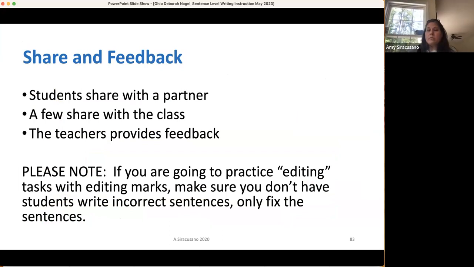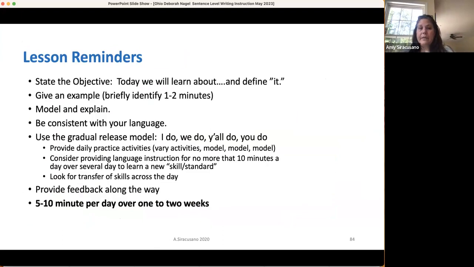We always make sure that we provide feedback with a partner that we share with the class, and that if we're going to be doing editing tasks, make sure that educators do not ask kids to rewrite incorrect sentences. I've seen this done. We only want kids to correct sentences, not write things incorrectly. And I only say that because I've seen it done in the past.